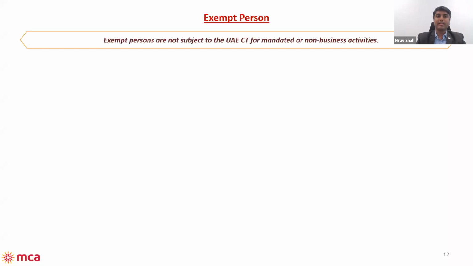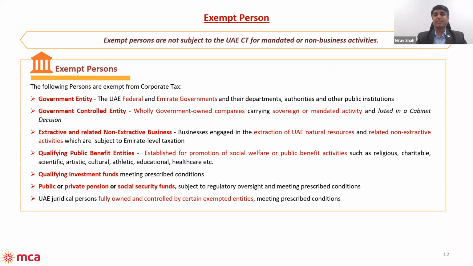Moving on to the next topic. So which are exempt persons? A person undertaking a business is generally a taxable person, but in the corporate tax law, there are specified persons who are not taxable, and those persons are called exempt persons. Now, which kinds of persons are not covered in the ambit of UAE corporate tax law? Those are government entities or their departments, and any entity which is controlled by the government and doing a sovereign or mandated function for the state, basically UAE.